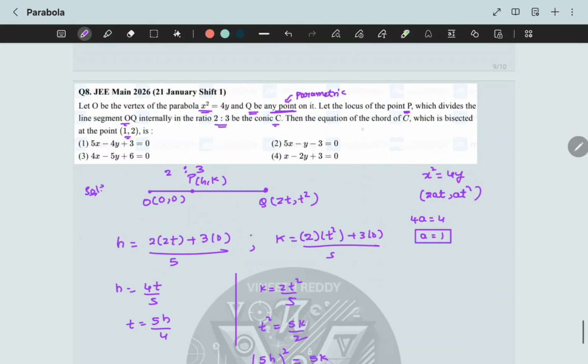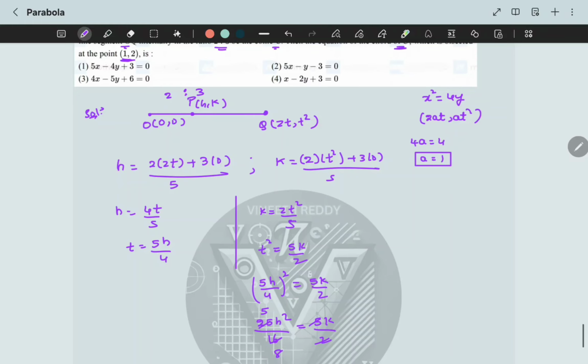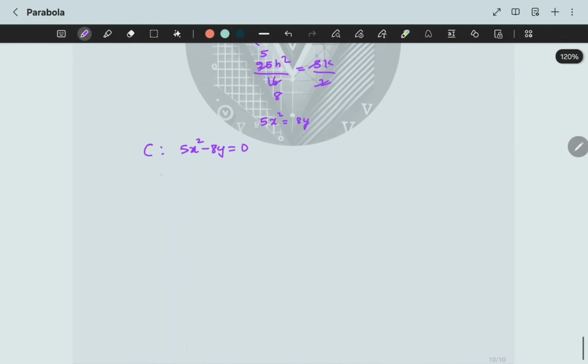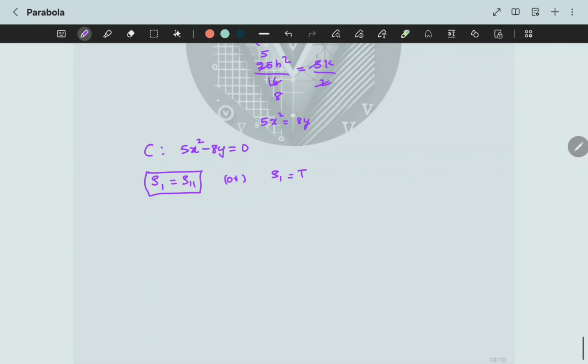Acha, now we need the equation of the chord of C which is bisected at the point (1, 2), whose equation is S1 equals to S11. Acha, what does S1 here refer to? S1 is the linear equation and S11 is a number, right? And how do we get that linear equation? x square will be replaced with xx1 and y will be replaced with (y plus y1) divided by 2.